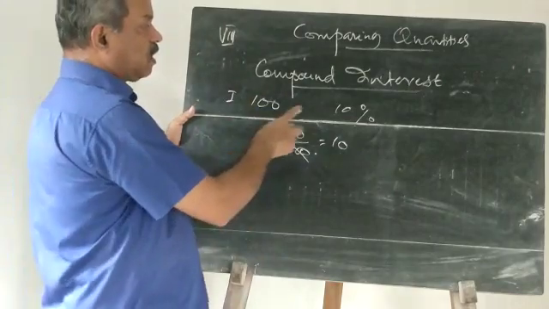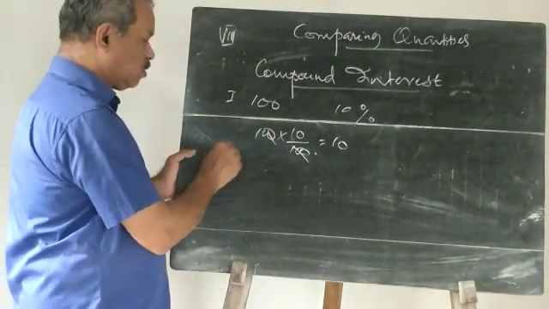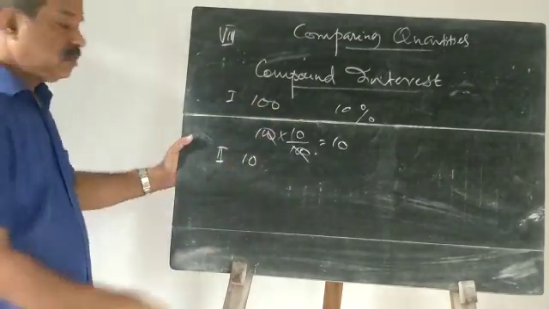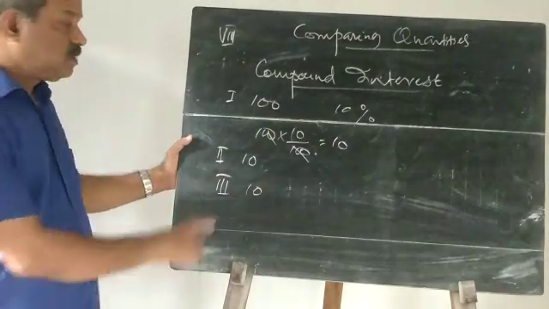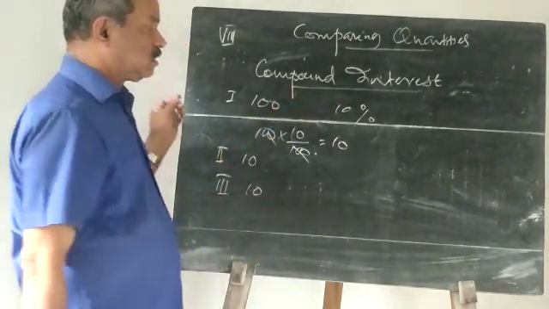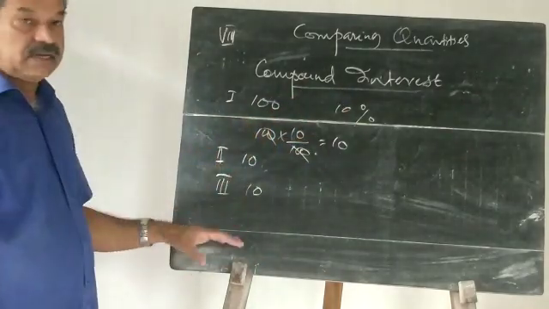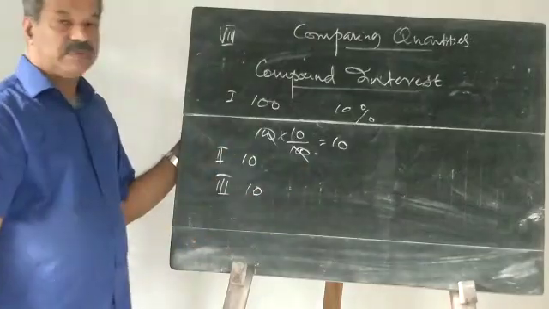If the method of calculating interest is the simple interest method, then the second year also he will get the same amount. Third year also he will get the same amount. This way of calculating interest is called the simple interest method. Now there is another method of calculating interest.